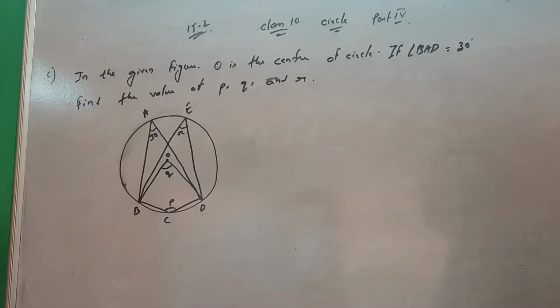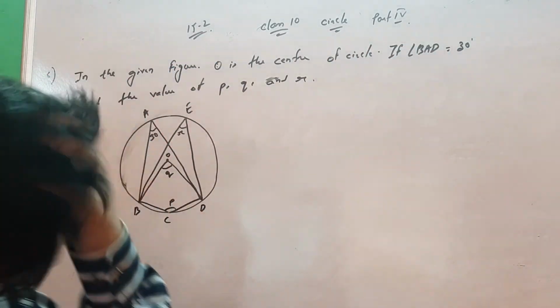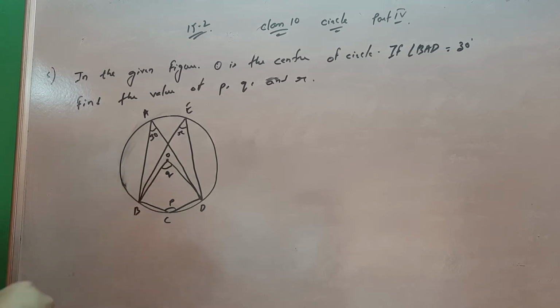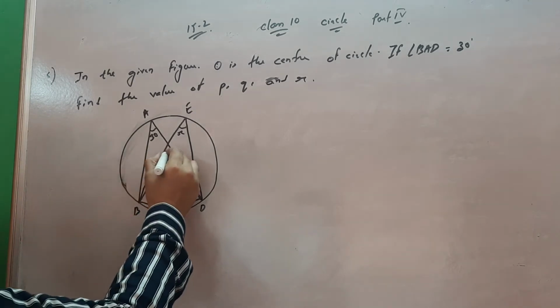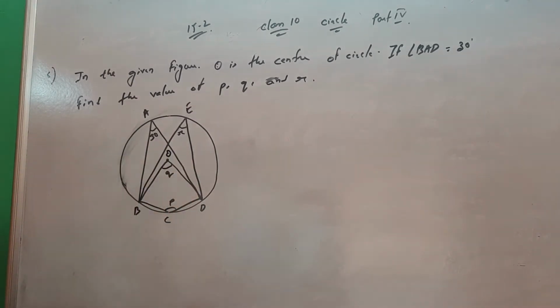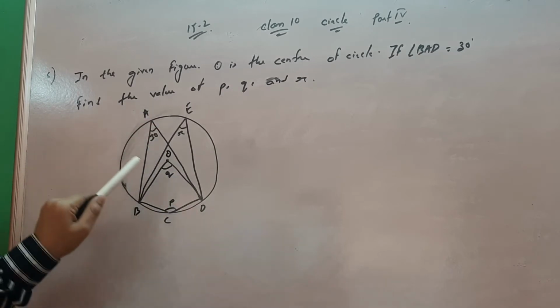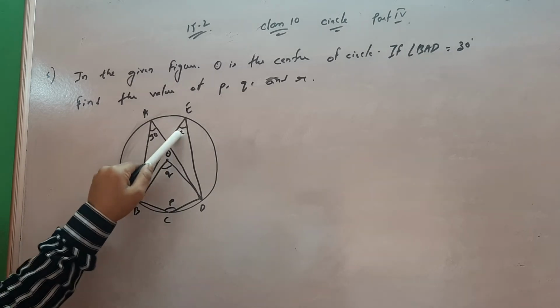Okay, it's time for question number 6. In the given figure, O is the center. You see the O? O is the center of the circle. If angle BAD is 30 degrees, find the value of P, Q and R.